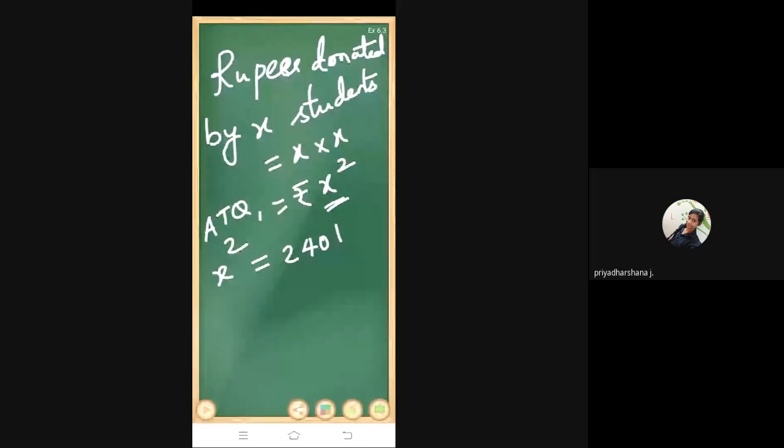So now we have to find out what that x is. x gives the number of students in the class, and similarly the amount donated by each student. Both are the same. So if x square is 2,401, then what is x? To find x, take the square root on both sides. When you take the square root, on the left-hand side the square root and the square get cancelled. Here you will be getting x.